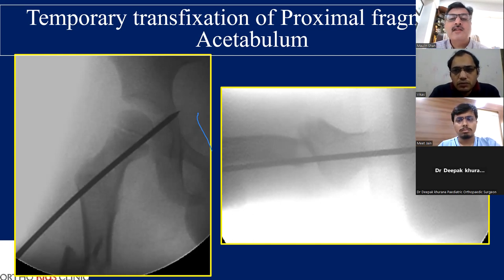But it was not reducing. No, sir. The head was reduced. The head reduced, but the shaft femur was not reducing. Okay. So then we need to pull that pin out again. We did that. We pulled the pin out, but still the fragment was remaining in flexion.